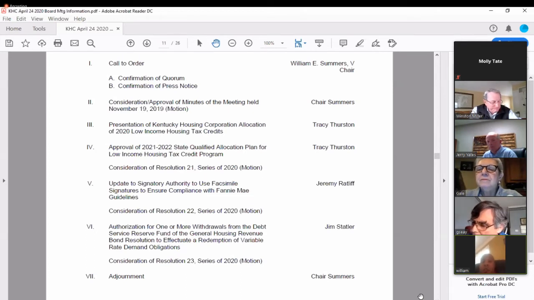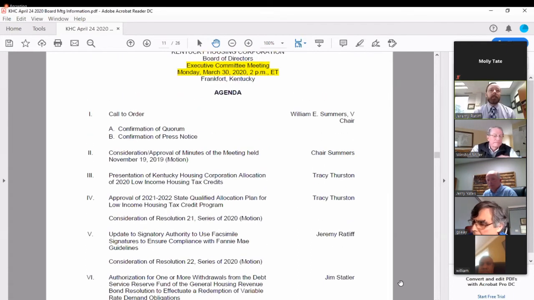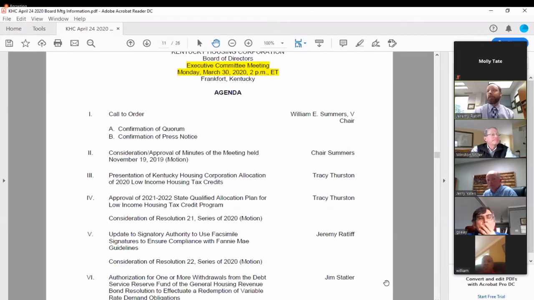Moving right along. So the next item, Chairman, is a report on the executive committee that was held last month on March 30th. Yes, sir, Jeremy. I believe you have limited viewing, so if you'd prefer, I'm happy to provide that report. Please. Okay, so the executive committee of the board did meet on March 30th of this year at 2 p.m. That meeting was also conducted via Zoom.